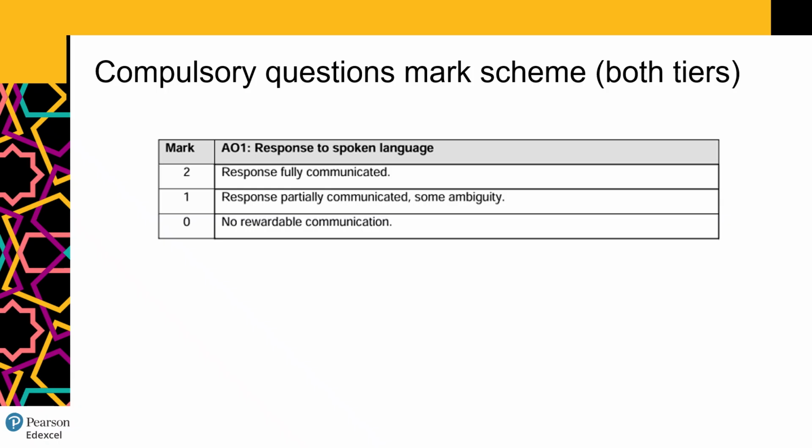At foundation tier, the questions will be in the present tense or conditional. The second question on the foundation tier card is the same as the first question at higher tier. At higher tier, the second question will be in a past tense. Just a reminder that this AO1 mark scheme is the same as the read aloud follow-on questions and the role play, and is applied in the same way.